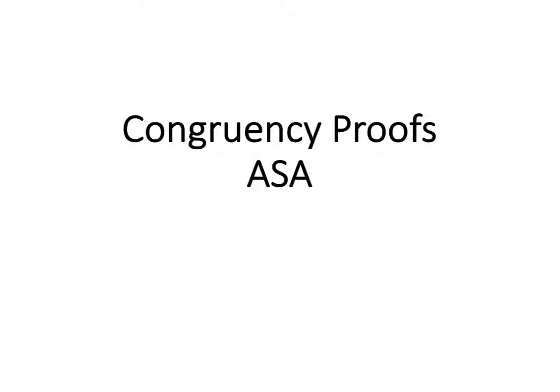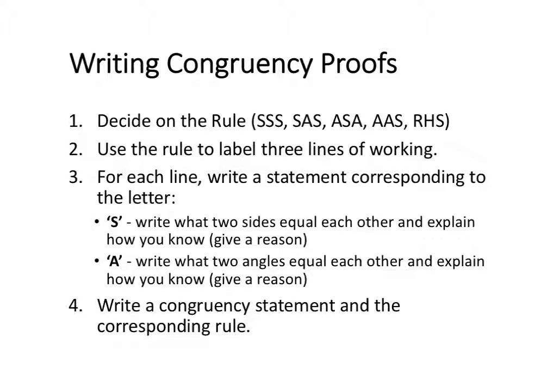In this video, we're going to have a look at how to write a congruency proof to prove that two triangles are congruent using the rule angle, side, angle. When we are writing congruency proofs, there are 4 steps that I recommend that you follow.